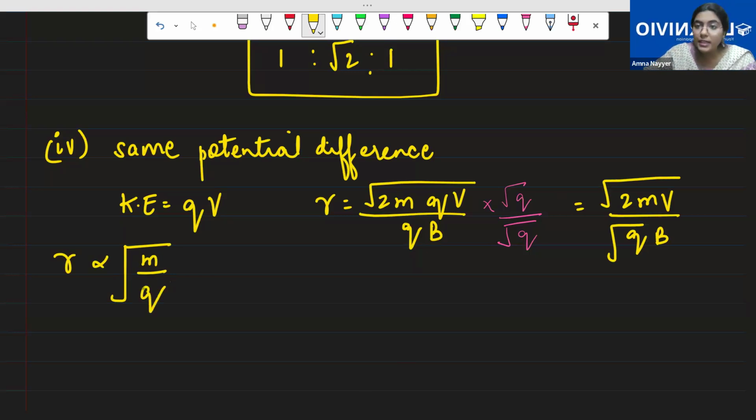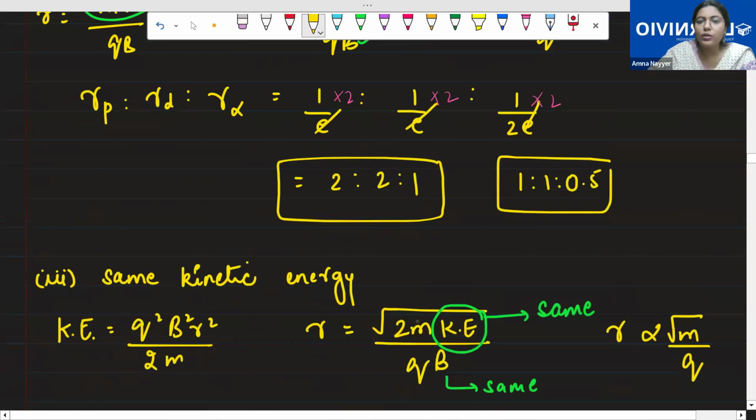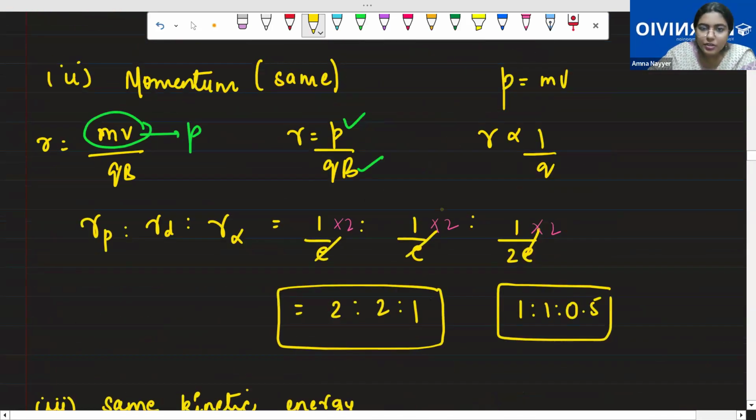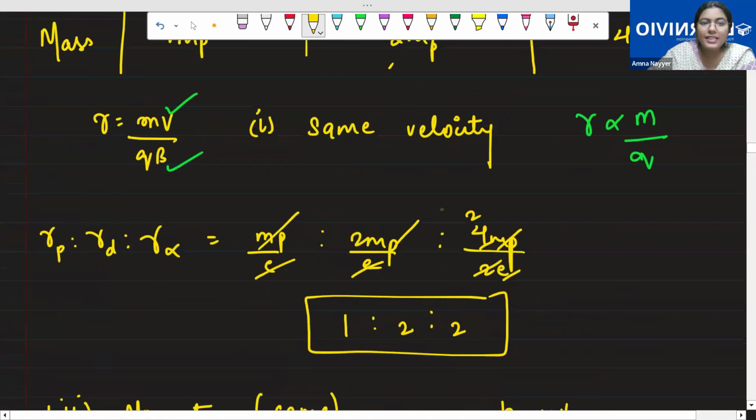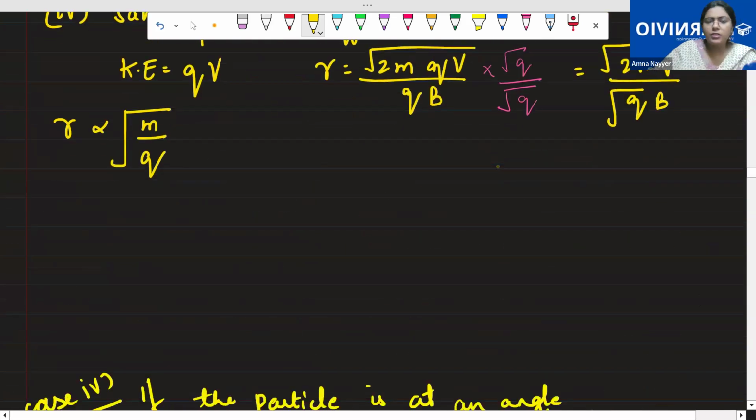But how is it different from other parts? Because a root is present. In the other parts, root m by q wasn't there, only m by q. This is also proportional to the reciprocal of the charge. This is proportional to the first one, directly m by q. Nowhere we had root m by q, so that's the difference.